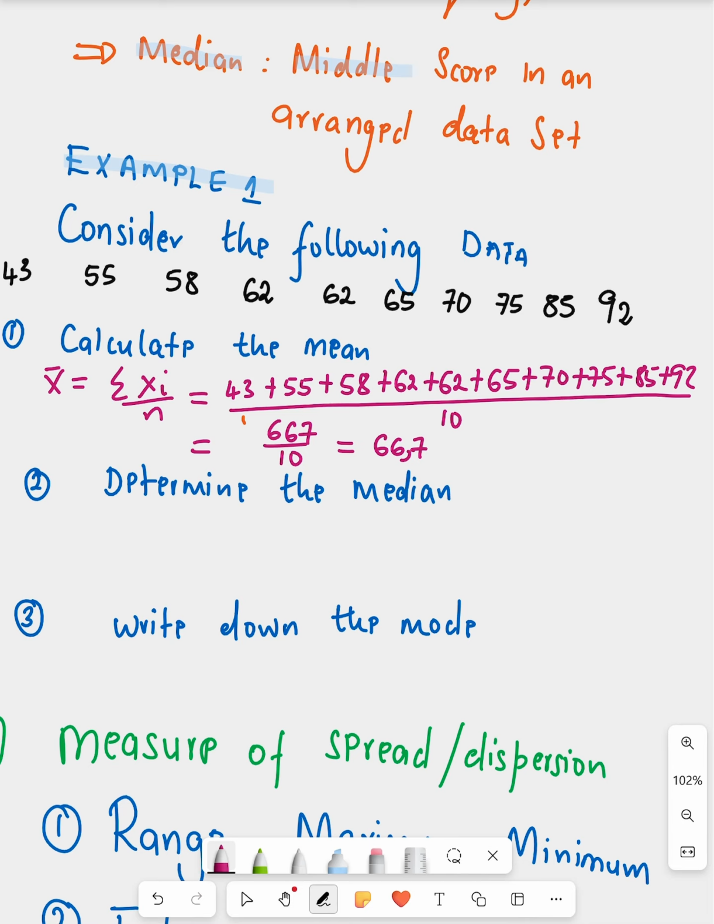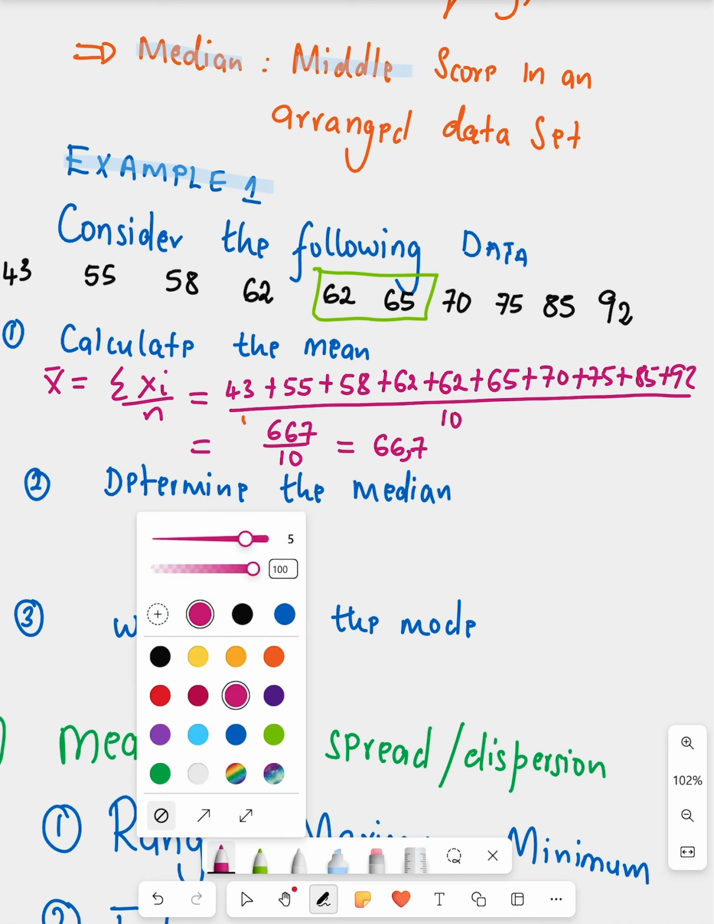Now question number 2, determine the median. The median is the middle number in an arranged data set. So we need to check if our data is written from the smallest to the highest. Fortunately, we can see that our data is already written from the smallest to the highest. However, you will realize that our data is even, so we have 2 medians here. There are 2 numbers in the middle, which are 62 and 65.